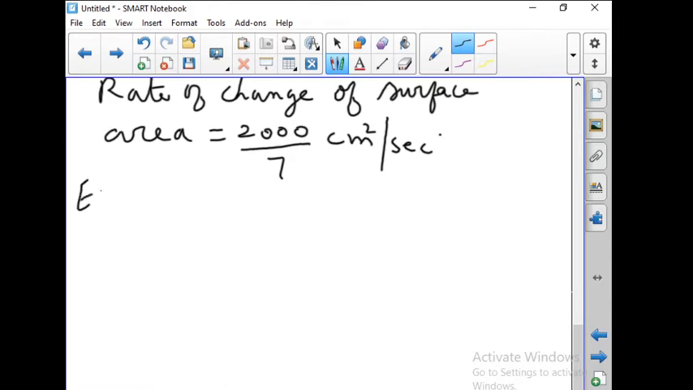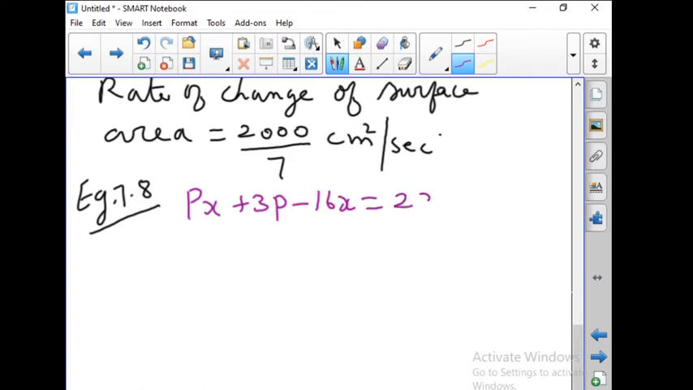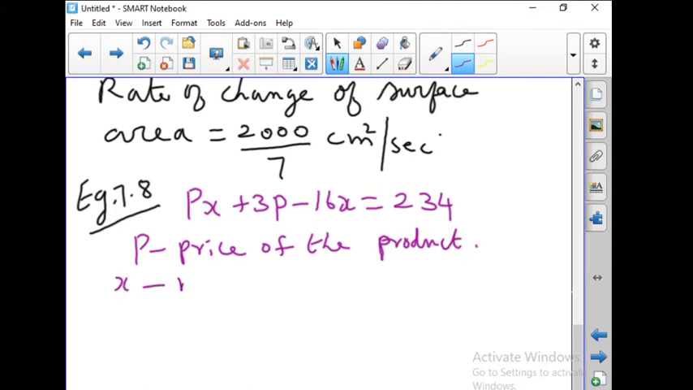Example 7.8. So what all is given? The price of a product is related to the number of units available by the equation px plus 3p minus 16x is equal to 234, where p is the price of the product per unit, and x is the number of units. Okay, this is given.